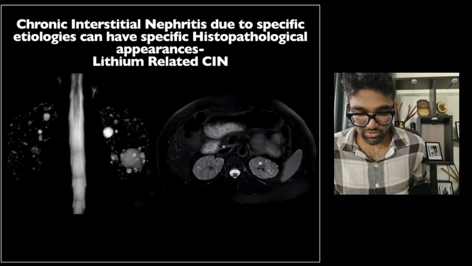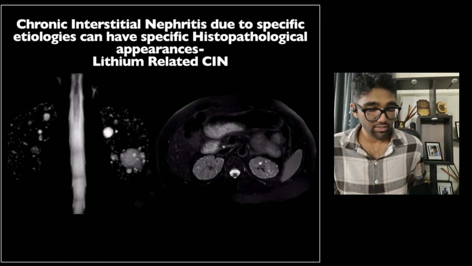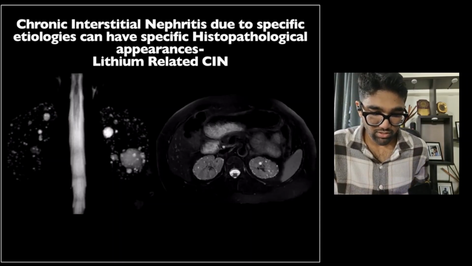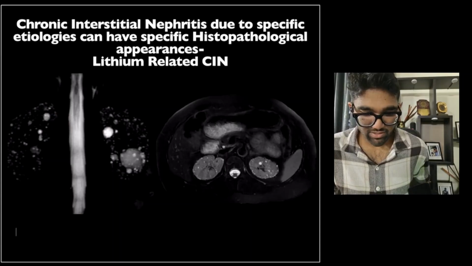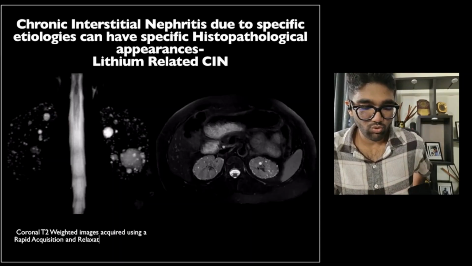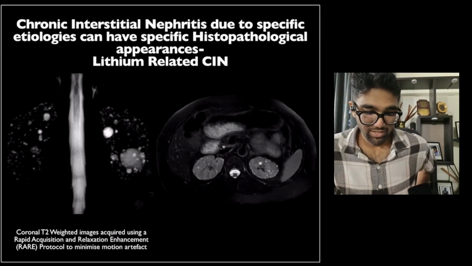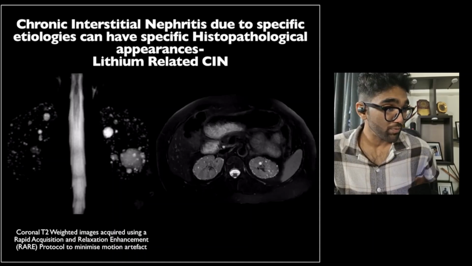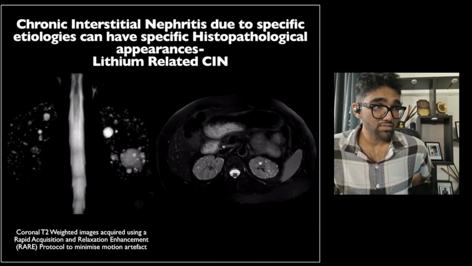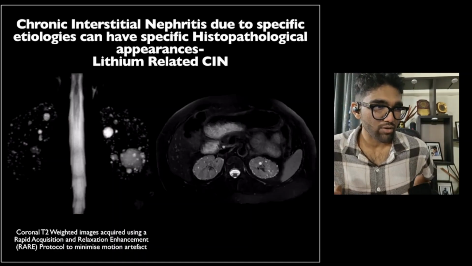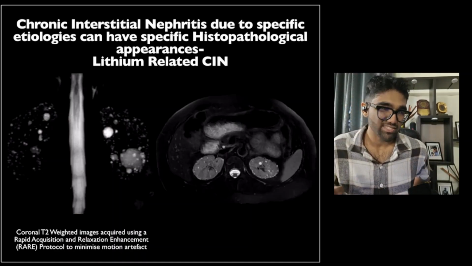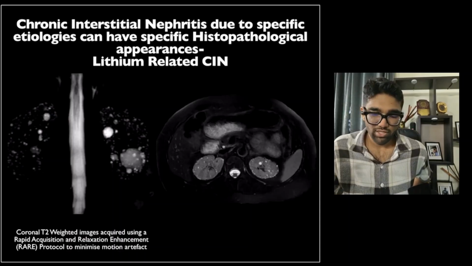And what are the images on the right of your screen? That is a coronal image. It's actually a very interesting sequence. This is a coronal rapid acquisition and relaxation enhancement protocol, where the image has been heavily T2 weighted. This is a type of fast spin echo sequencing, which essentially minimizes the motion artifact that would result.